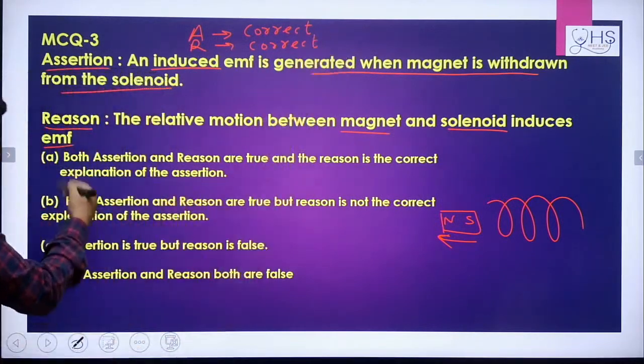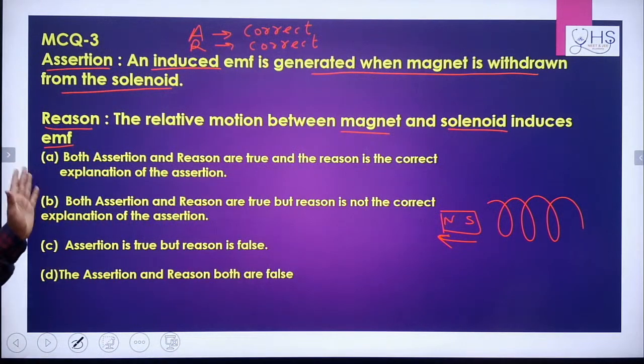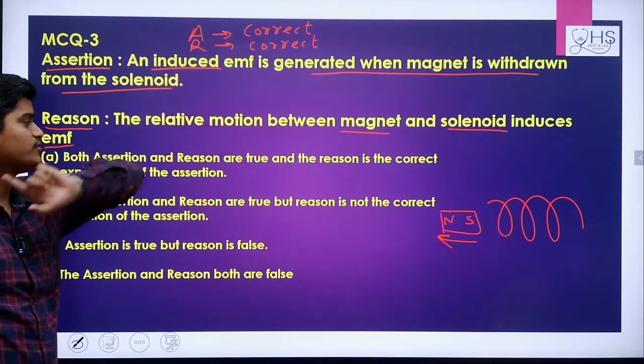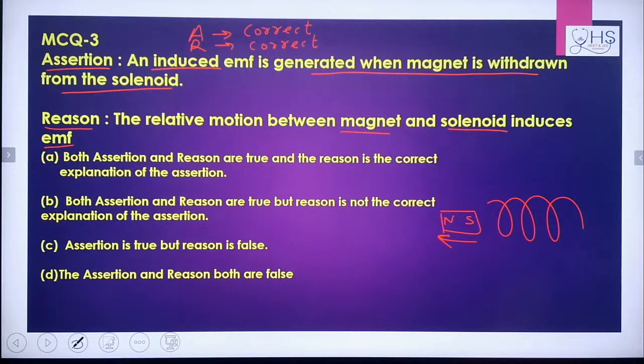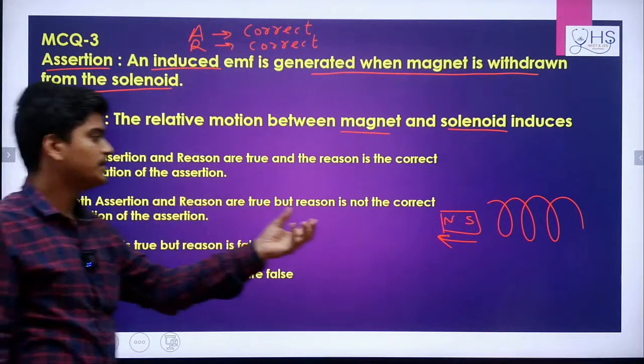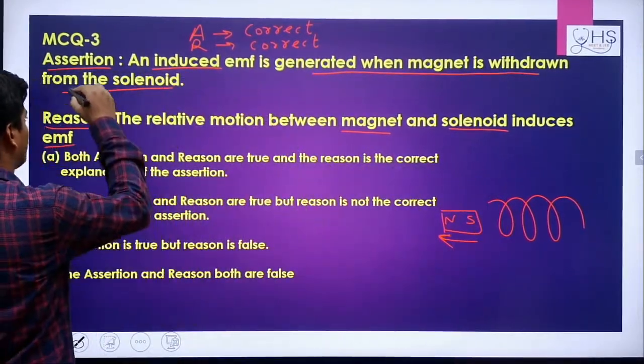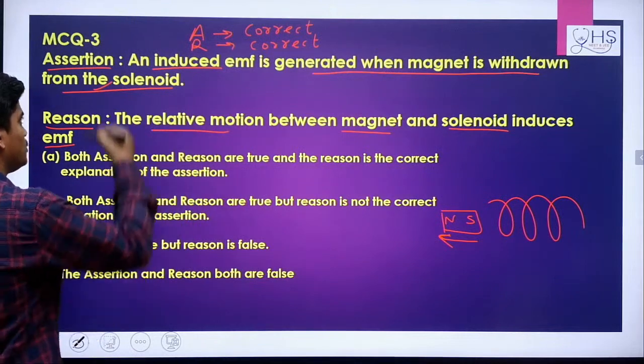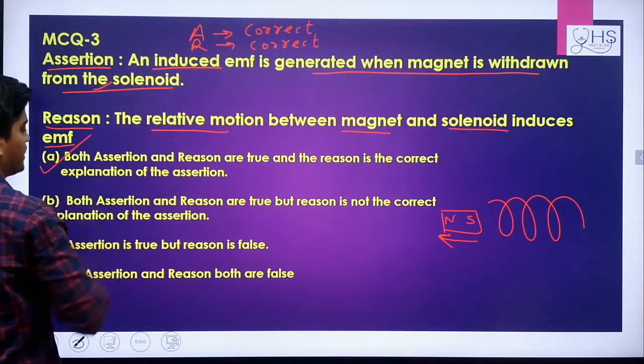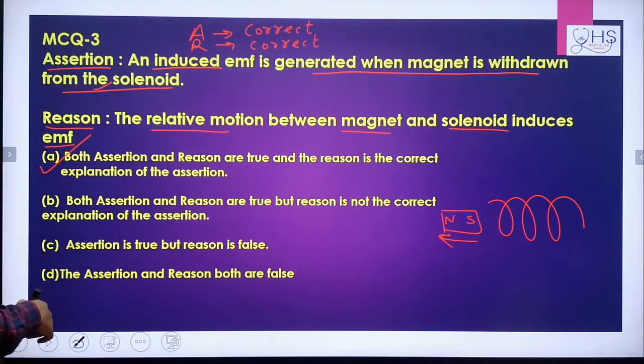Now what do you have to find here? If both assertion and reason are correct, is the reason the correct explanation for the assertion? Yes, it is, because if there is relative motion between a magnet and a coil, there will be induced EMF. Whatever is happening here is due to relative motion. So both are related and the reason is the correct explanation. The answer will be option A. So try to understand assertion-reason questions. If there is relative motion between magnet and solenoid, EMF will be induced.